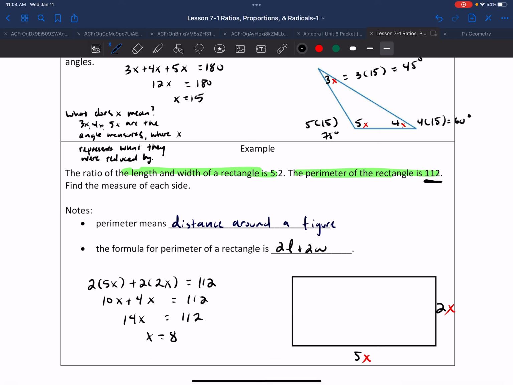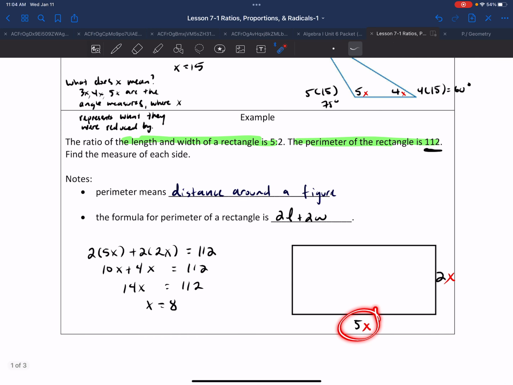And then I am not done, right? Because I have x is equal to 8. I've got to plug it into these little sides here. So I get 5 times 8, which is 40. And then over here, this is 2 times 8, and that is 16. Okay, so what does this all mean? The length of this rectangle is 40, and the width of this rectangle is 16. And you're done, because it's just asking you to find the measure of each side.